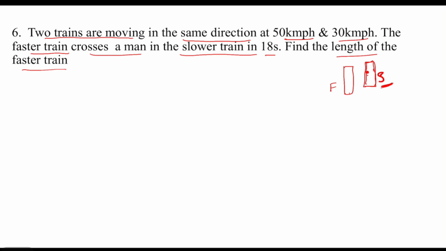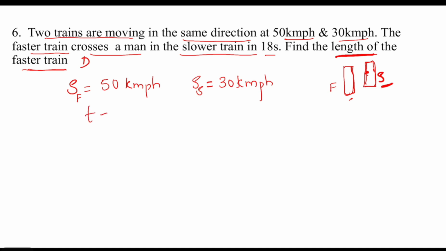Okay, so we can say distance we don't know, because we have to find out the length of the train. Length of the faster train is nothing but distance we have to find out. So what is given? Speed is given. Speed of faster train is 50 km per hour and speed of slower train is 30 km per hour. But they are saying the faster train crosses a man in the slower train in 18 seconds. So the faster train crosses the man sitting in this slower train in 18 seconds, isn't it? But whatever is the speed of this train, that is only the speed of this man. Okay, so that we can take directly the speed of the slower train as the speed of the man.